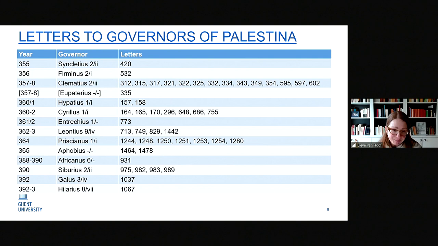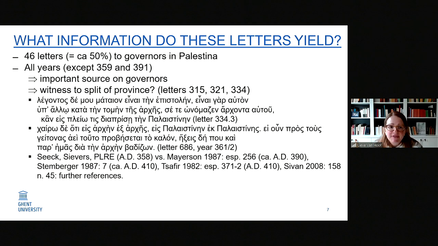So this means that except for the years 359 and 391, Libanius, in every year in which we have letters of him, which are not all years, I should say, so we have letters of Libanius dating from 355 to 365, and then again from 388 to 393. So except for the years that you see here and that I just mentioned, we have at least one letter of Libanius addressed to a governor of Palestina.